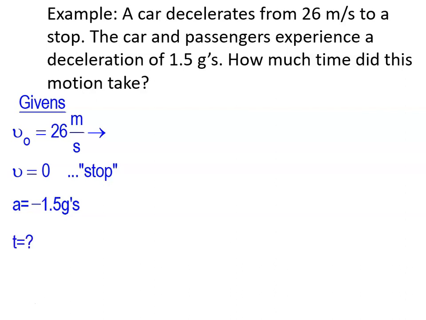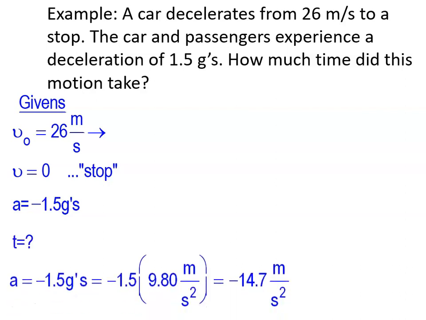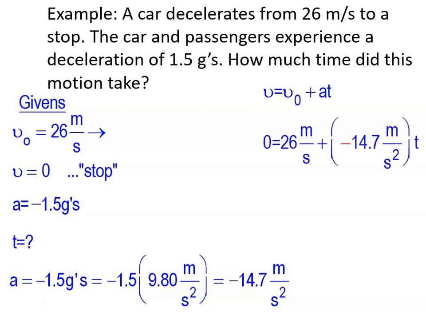But we need to convert that. A g is 9.8 meters per square second, so minus 1.5 g's is minus 14.7 meters per square second. Again, the v equals v naught plus at equation comes to our rescue. Plug in v naught, plug in a, note that negative sign, and solve for the time. Time is 1.77 seconds. If you had forgotten about your negative sign, you would have ended up getting a negative time, which would have been nonsensical.